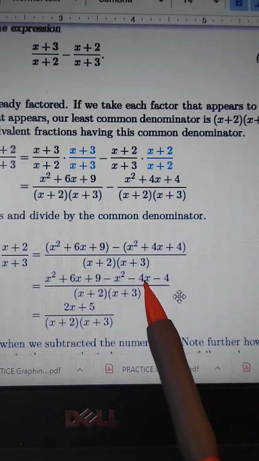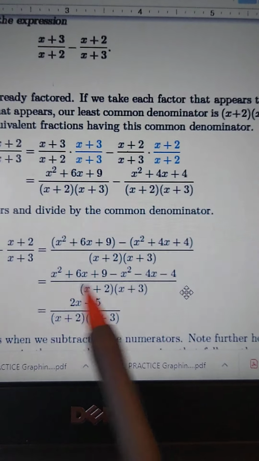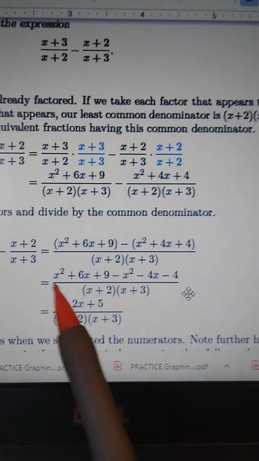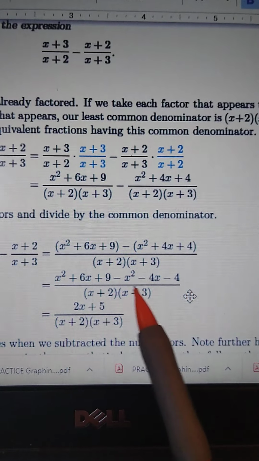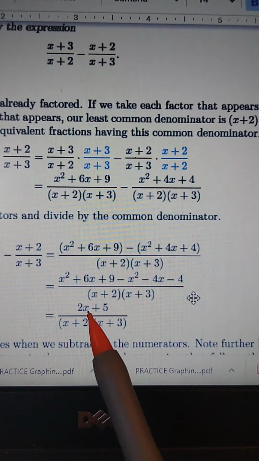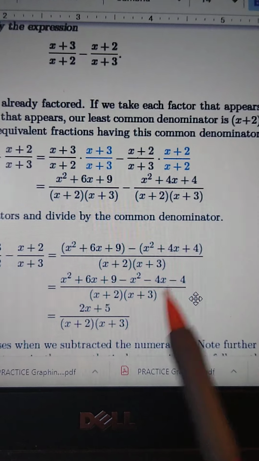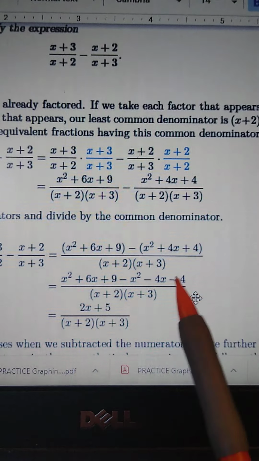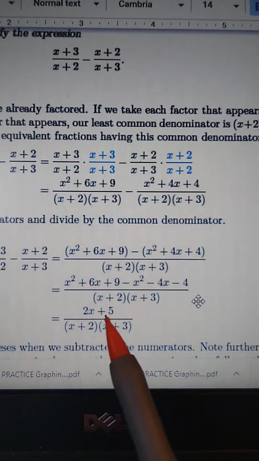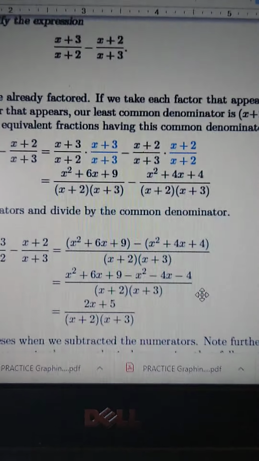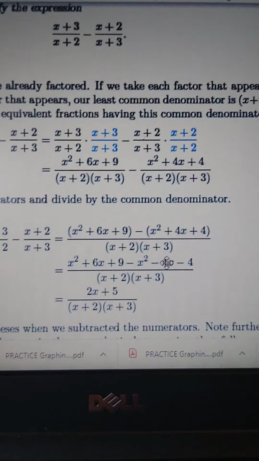Watch your signs there. Now we'll just do a little simplifying. x squared minus x squared, those like terms cancel. 6x minus 4x is 2x. 9 minus 4 is 5. We're just combining like terms. So it's 2x plus 5 all over that common denominator of x plus 2 and x plus 3.